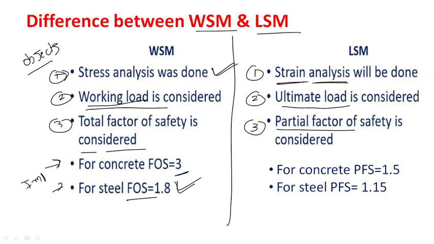This is important, please remember this, because they may ask what the working stress method factor of safety is for concrete as well as for steel. For the limit state method, the concrete partial safety factor is 1.5 and for steel it is 1.15. So these are the 4 points while differentiating between the working stress method and limit state method.